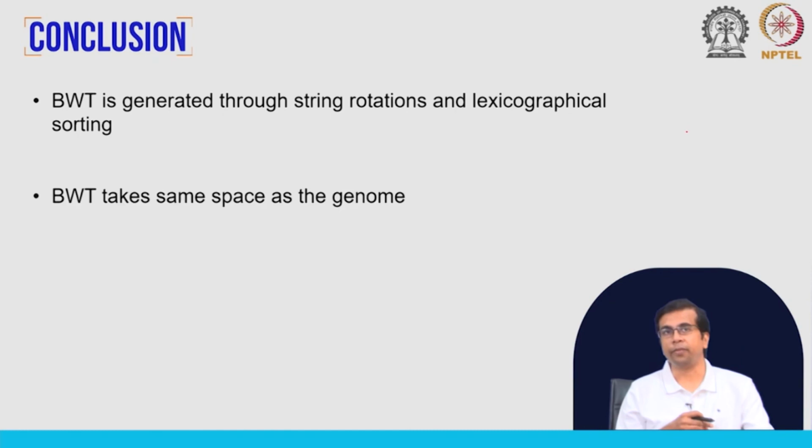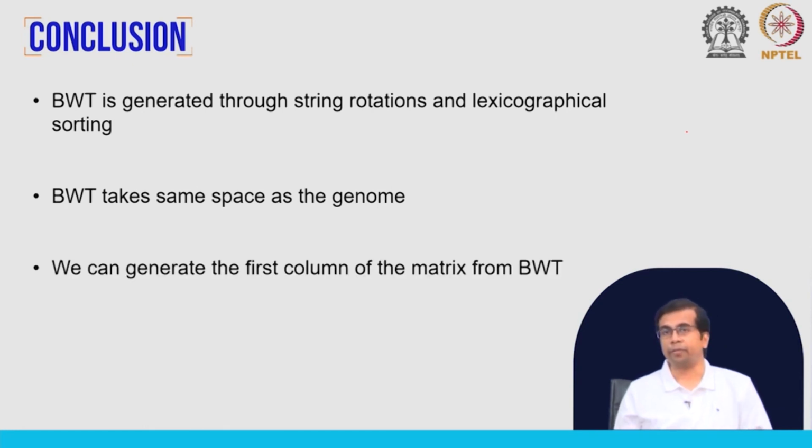Now, once we have generated this sorted matrix, what we have seen is that the Burrows-Wheeler transform takes the same space as the genome. So, it is a very efficient way to store the genome data. It is not taking a huge amount of space like the hash table or the suffix array or suffix tree. So, that is good news. We can probably run it on a desktop. We will see in the next class whether that is possible, and we will quantify the time and the memory requirement for read mapping.